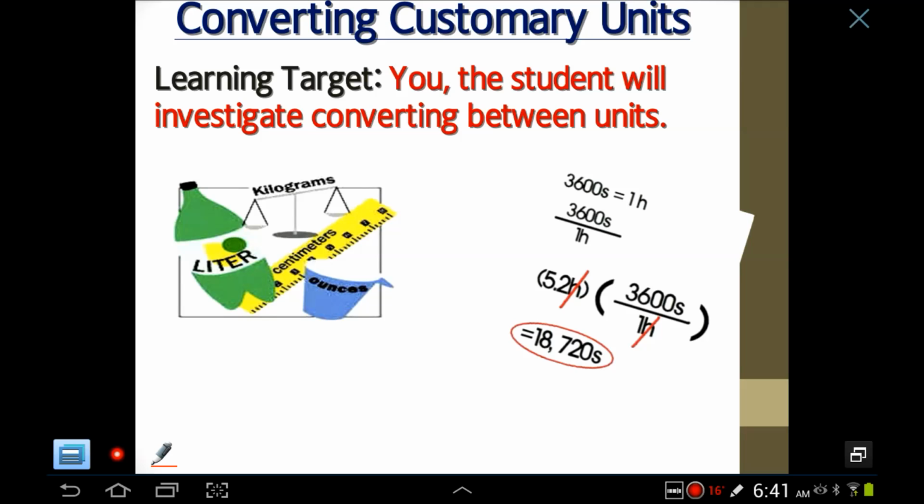This lesson is going to cover how to convert customary units. Our learning target is that you, the student, will investigate how to convert between units. You might be doing this or something very similar to this in science, but we're going to look at the math behind all of this.